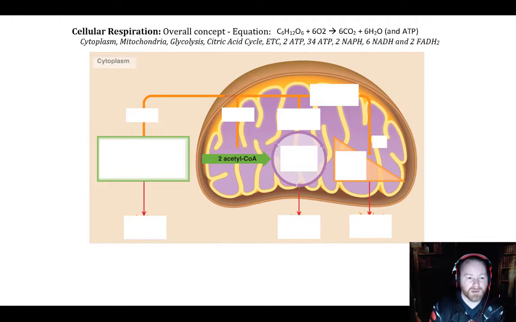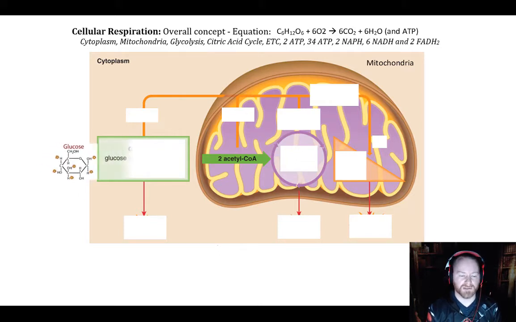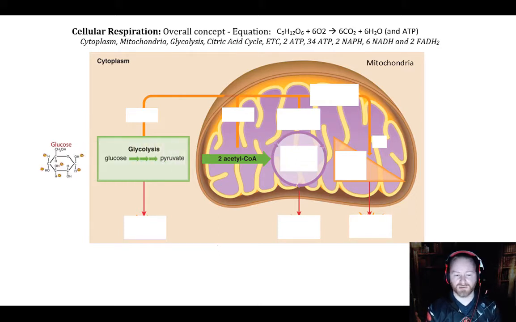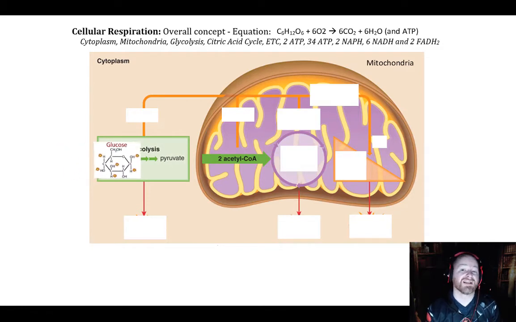So let's start off. The first process we're going to look at is going to happen in the cytoplasm. But also, this organelle is the mitochondria, and everybody remembers the mighty mitochondria, the powerhouse of the cell. So we're going to start off with glucose coming into the system. And this is the same glucose that plants made, so it's charged with the energy from the sun, and it goes through a process called glycolysis.